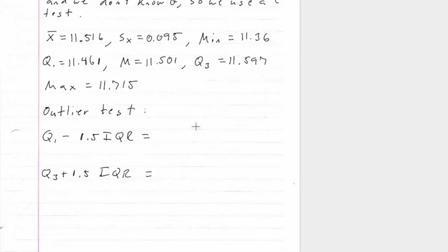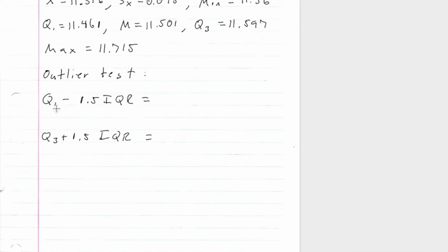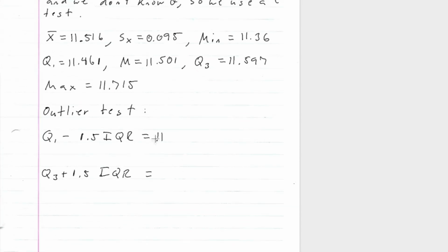So let's go ahead and do our outlier test. For outliers on the left of the data, we'll do quartile 1 minus 1.5 IQR. So that's equal to 11.461 minus 1.5 times quartile 3, which is 11.597, minus quartile 1, which is 11.461. And this is equal to 11.257, which is less than the minimum. So, no outliers on the left side of the data.